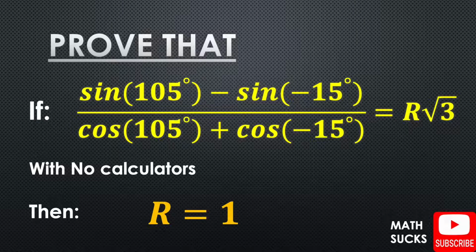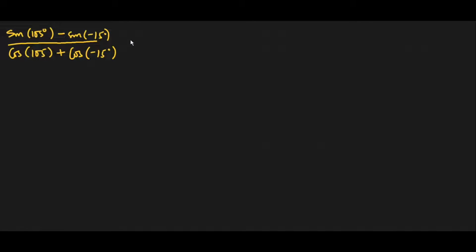In this video we'll prove that, given that sine of 105 minus sine of minus 15 over cosine of 105 plus cosine of minus 15 is equal to the r of root 3, then r is equal to 1. So what do we need to know?